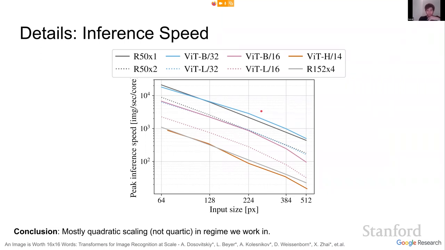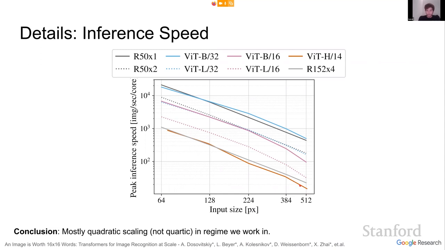So we checked what it looks like in practice with the image sizes that we operate in. And this is what you see here. On the y-axis is how fast it goes, basically how fast it does inference. And on the x-axis is varying the input size. And what this means, it doesn't look so bad yet.